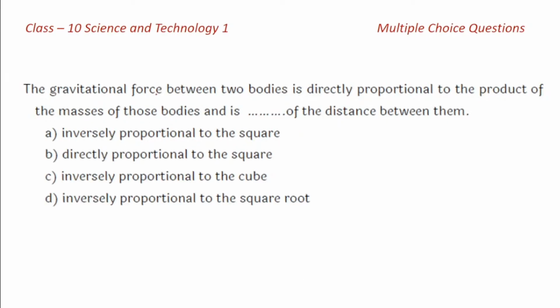Next question is, the gravitational force between two bodies is directly proportional to the product of the masses of those bodies and is dot dot of the distance between them. Four options are inversely proportional to the square, directly proportional to the square, inversely proportional to the cube, or inversely proportional to the square root. The answer of this question is option A. It is inversely proportional to the square of the distance between them.